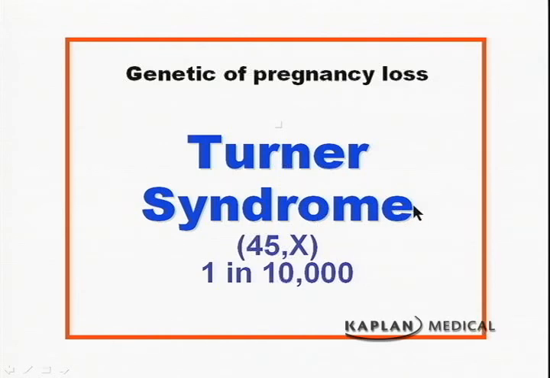All right, let's look at some specific syndromes. Turner syndrome, 45X, 1 in 10,000. I might say that probably one of the most common aneuploidies, if you would do karyotyping of early pregnancy losses, is Turner syndrome. Now, at term, the most common aneuploidy is trisomy 21. But if you would do karyotyping of early pregnancy losses, 98% of Turner syndrome conceptions are spontaneously aborted.